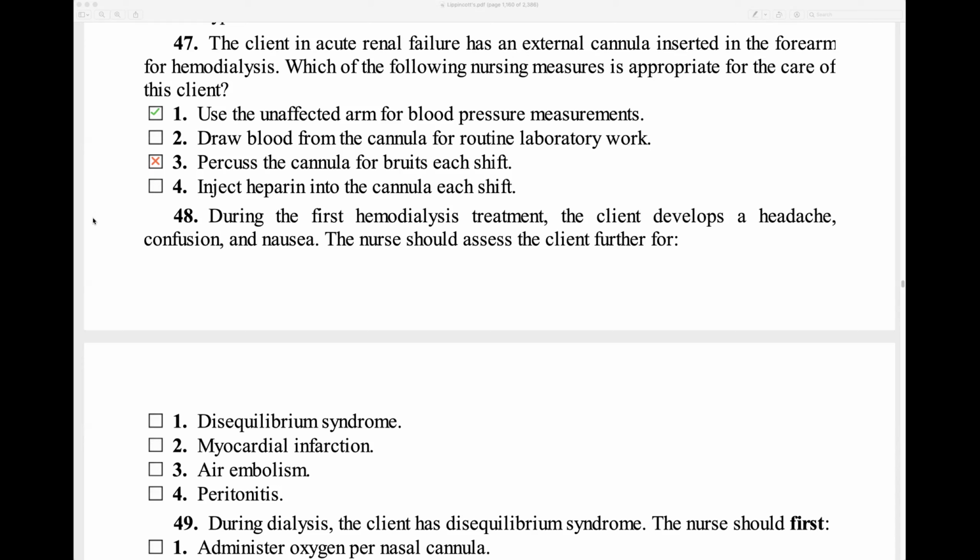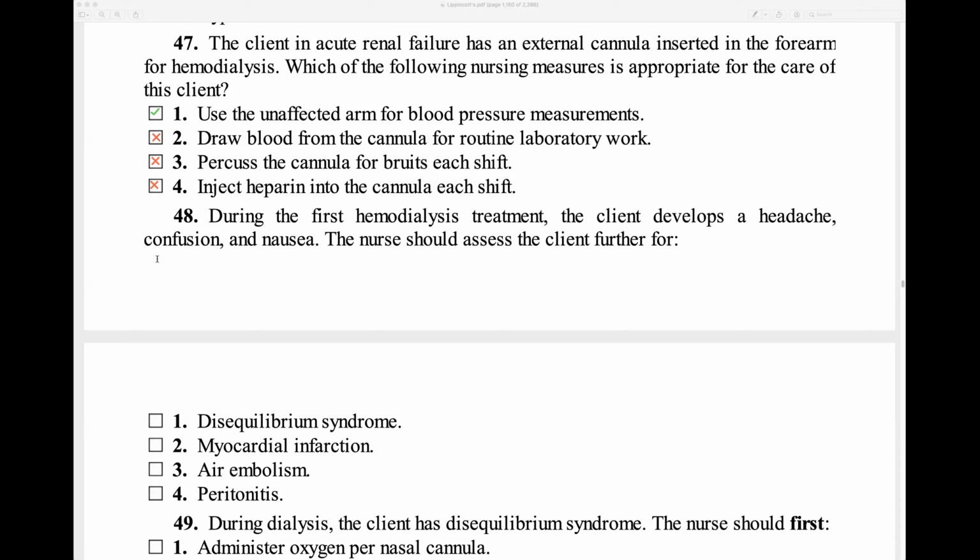And we don't use heparin into the cannula each shift. The dialysis nurse will take care of the actual dialysis access. We're there to monitor it, and if it's a central line, with the orders, we can change the central line dressing each week. However, we don't inject heparin into the cannula each shift and then draw blood from the cannula. Nope, we don't do that. We would draw blood from the other arm that has no dialysis access.